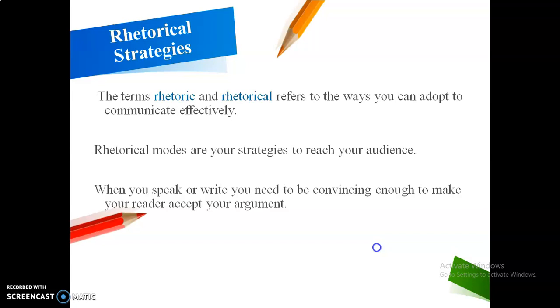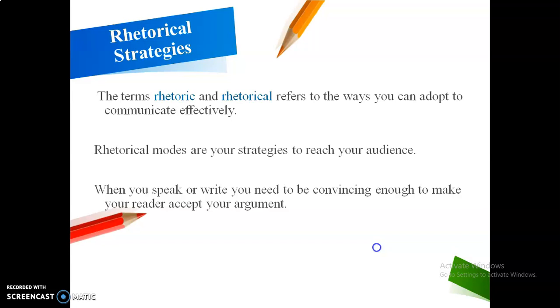The term rhetoric basically means ways of speaking or ways of writing effectively. So rhetorical modes are your strategies to reach your audience effectively or in a much better way. When you speak or write, you need to be convincing enough to make your reader accept your argument. When we write an essay, we have to write it in such a way that the reader is able to understand what we are actually writing in it, and we also have to convince the reader to believe or accept our argument.